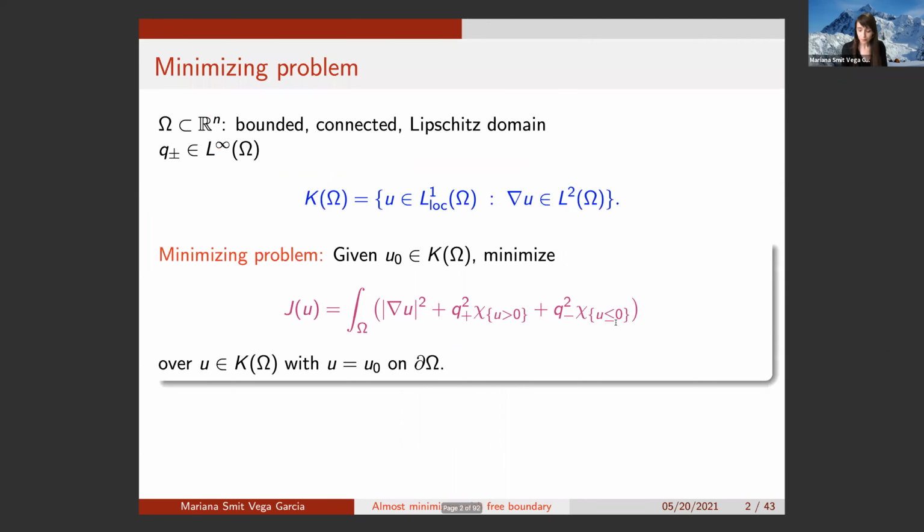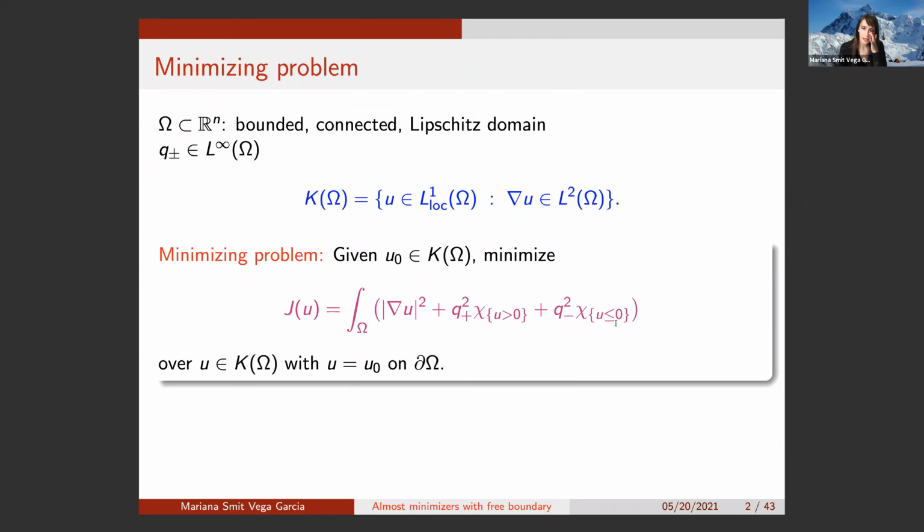Let me start with a problem that I think many of you likely know, and that is the Alt-Caffarelli-Friedman functional. So let's look at the minimizing problem. Here we have a domain in R^n that is bounded, connected, let's say Lipschitz. I am going to have two functions, q plus and q minus, which are in L infinity. My set of admissible functions, I'm going to call K. This is the collection of functions in L^1 loc for which the gradient is in L^2, because I want to be able to integrate the gradient squared.